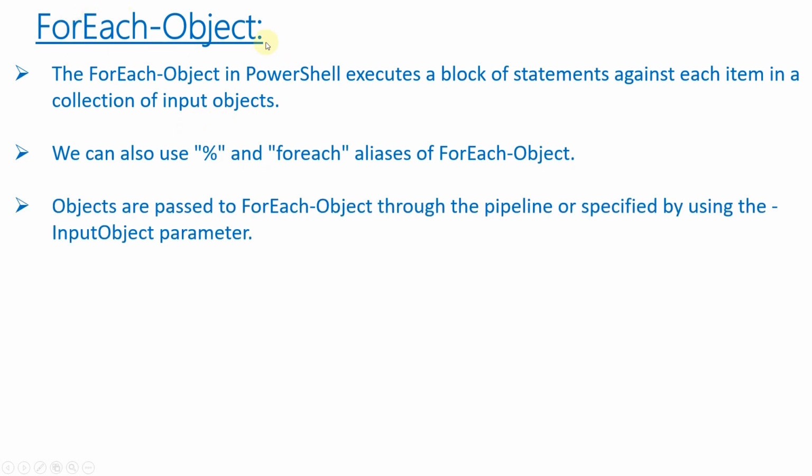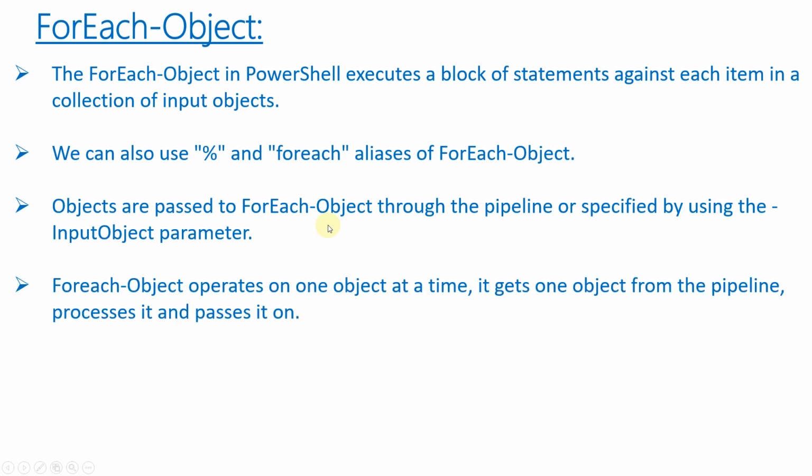If we are using ForEach-Object, we have two ways to pass objects to this commandlet. Either we can pass objects through the pipeline, or we can use the parameter called InputObject to pass objects to this commandlet. This commandlet will operate on only one object at a time. It will get one object from the pipeline, process that object, and then repeat the same thing. It will take the second element, process it, and move on.